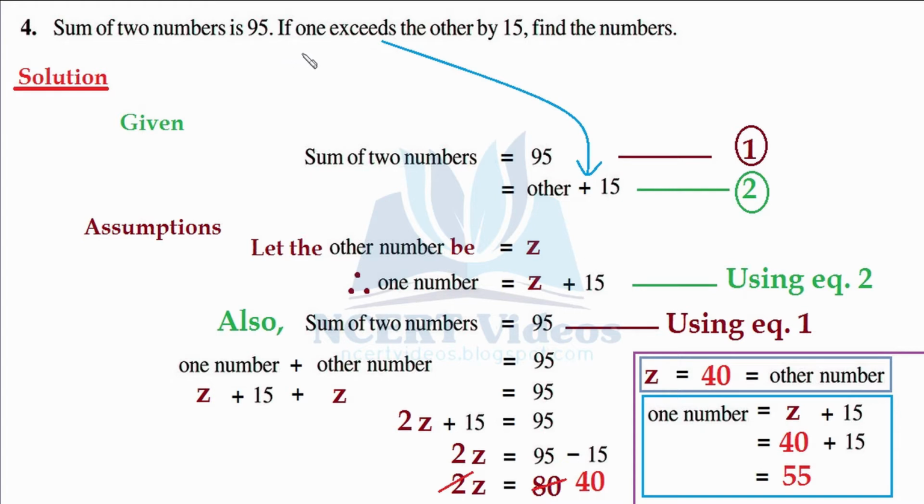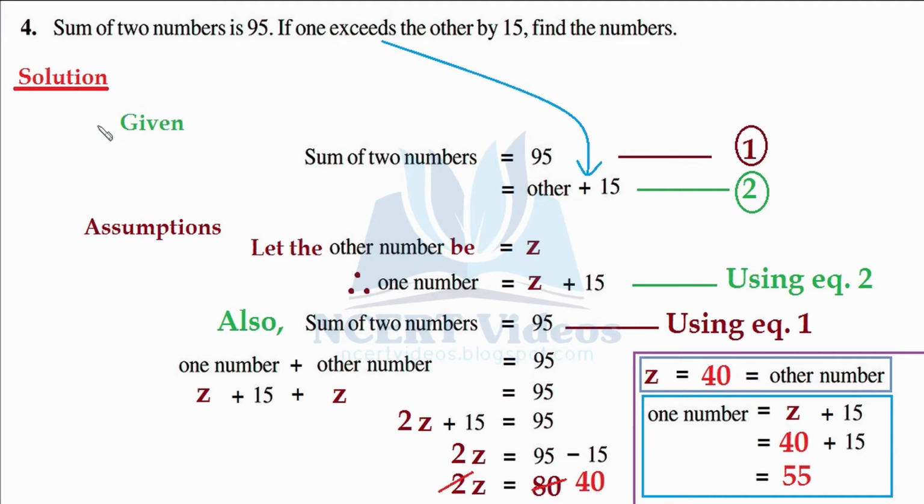Now the other statement says if one exceeds the other by 15. This means if we have one number, the other number would be 15 more than that. So we have to find the numbers. By now, we understood the problem. Now let's move to the solution part.